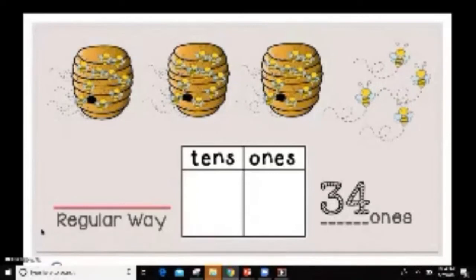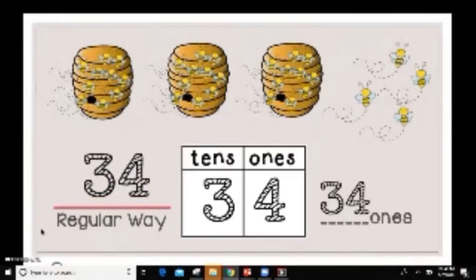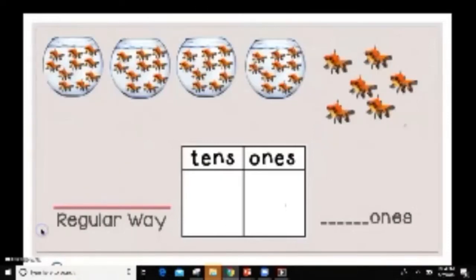So 34 ones. Now, what about if I wanted to fill in that place value map? What would I write there? I'd start with my groups of tens. I have 3 tens and 4 ones. And finally, how would I say it the regular way? You've got it right again, friend. 34. Good job.